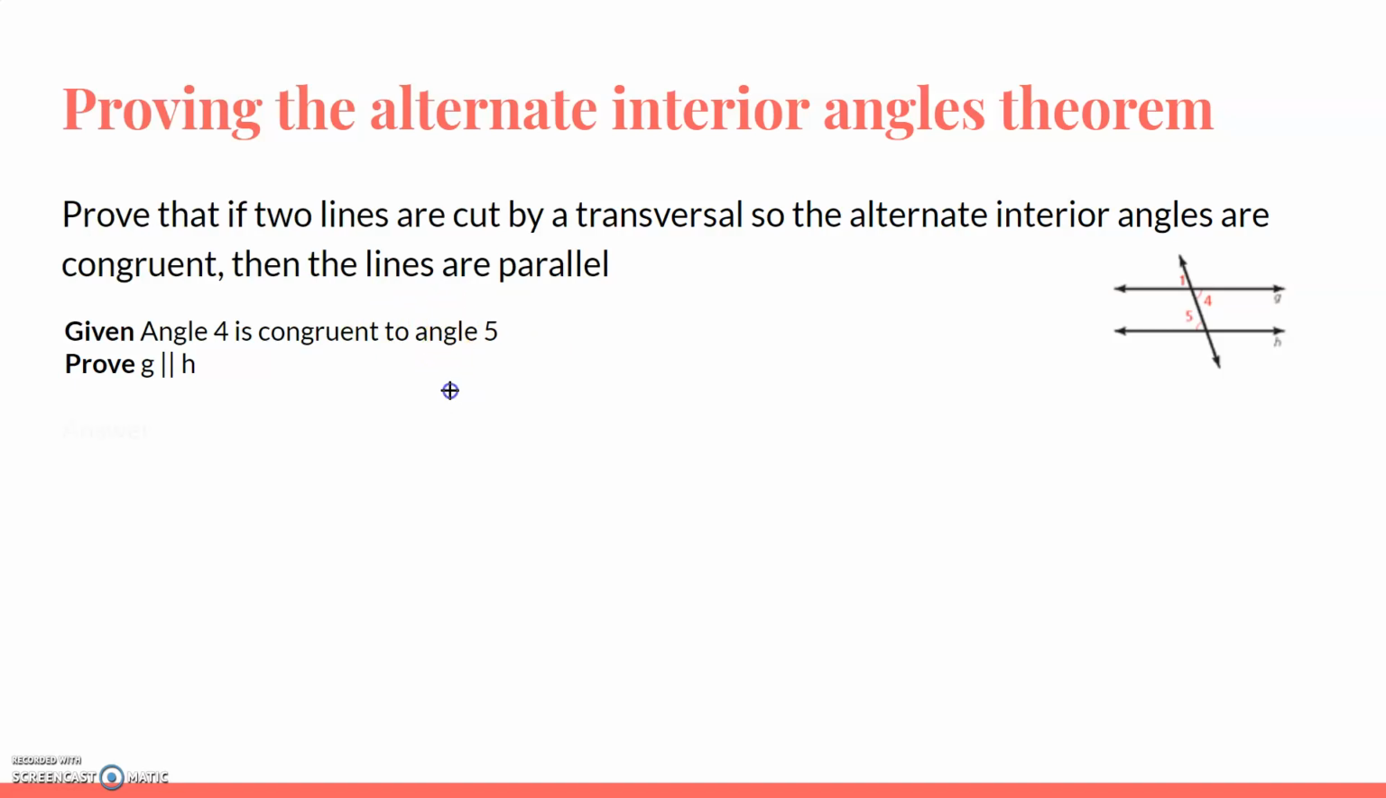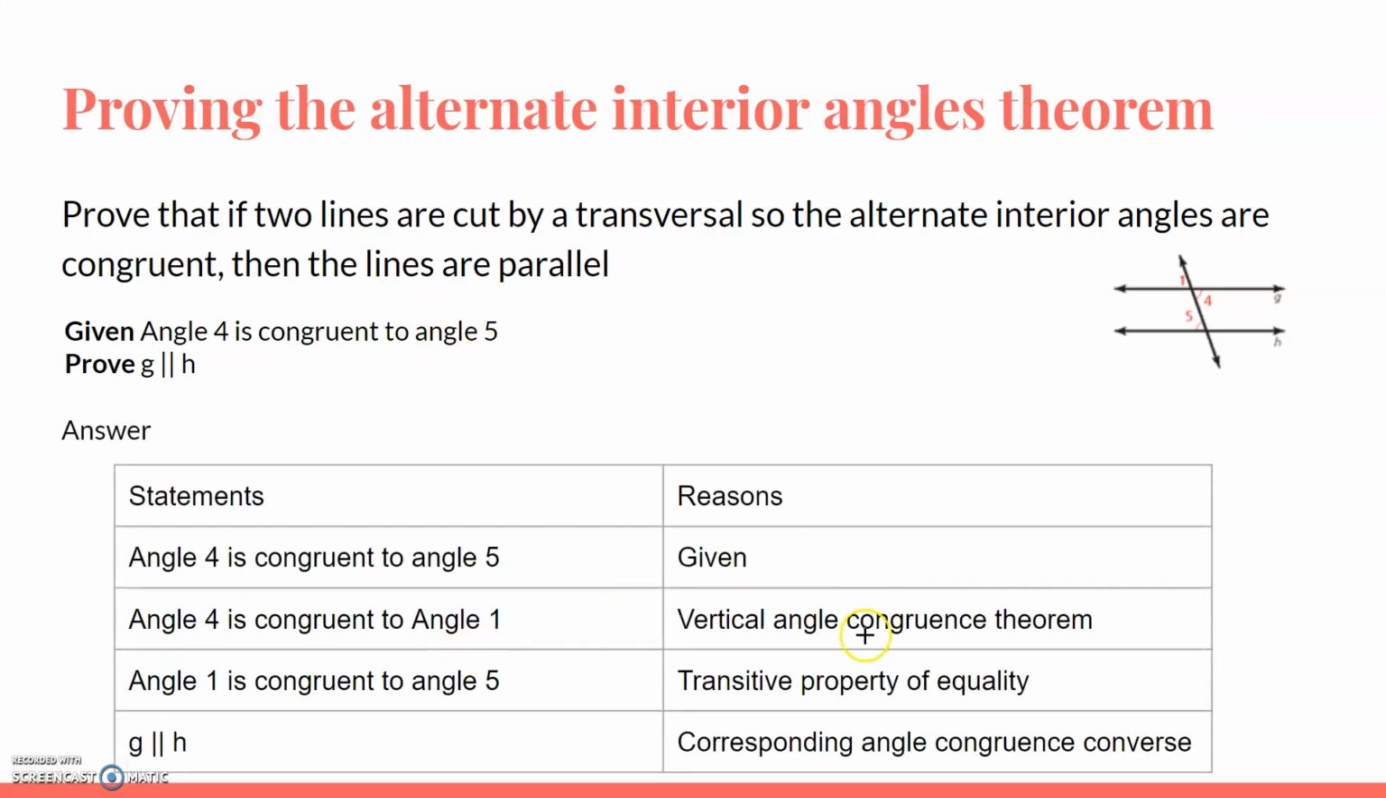Alright, so now that you're back, let's separate this into two columns with our statements and then our reasons. We're given that angle 4 is congruent to angle 5, that's our given, and we know that angle 1 is congruent to angle 4 because of the vertical angles congruence theorem. We know that two vertical angles are congruent, and then angle 1 is congruent to angle 5. That's because of the transitive property of equality.